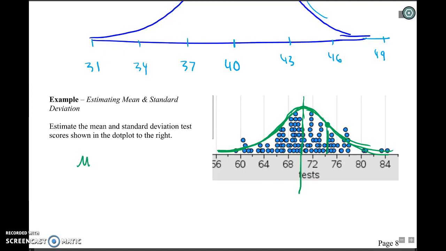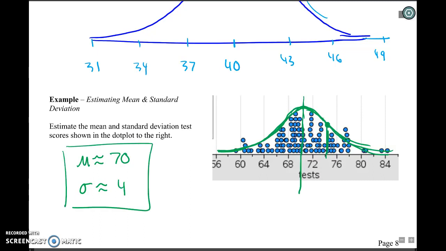So I would say the mean is about 60, oh, not 60, I'm sorry. Each of these tick marks is 2 units, so that'd be 70. Looks like the scores, so score 70. And the standard deviation, well, one standard deviation looks like it's to this tick mark, so 70 to 74. So about a standard deviation of 4. So it's a way to estimate roughly the standard deviation.